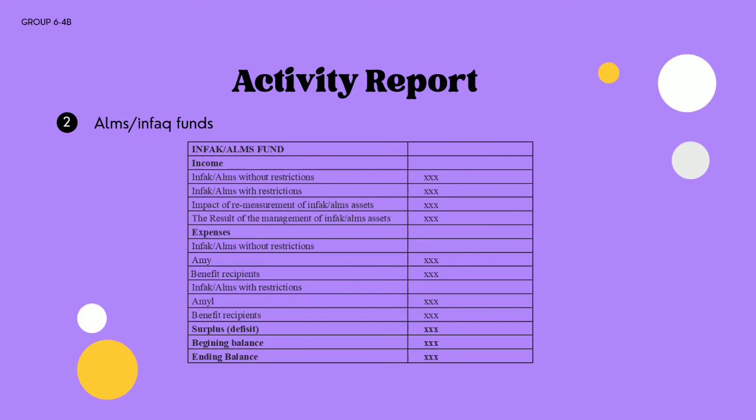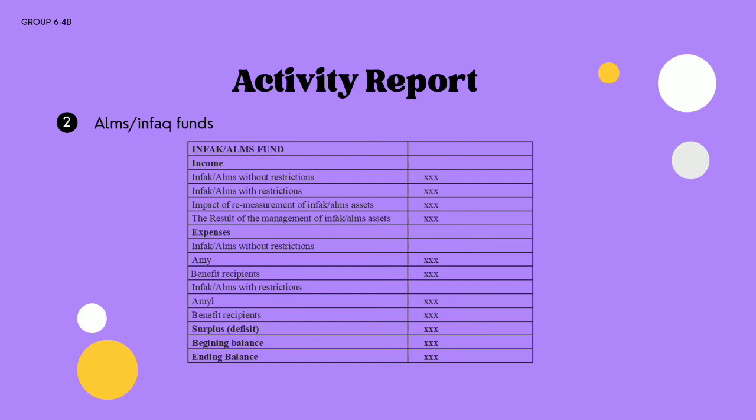Furthermore, there are expenditures which consist of distribution of infak and alms with restrictions to Amil, distribution of infak and alms with restrictions to beneficiaries, distribution of infak and alms without restrictions to Amil, distribution of infak and alms without restrictions to beneficiaries, the initial balance of infak and alms funds, and the final balance of infak and alms funds.